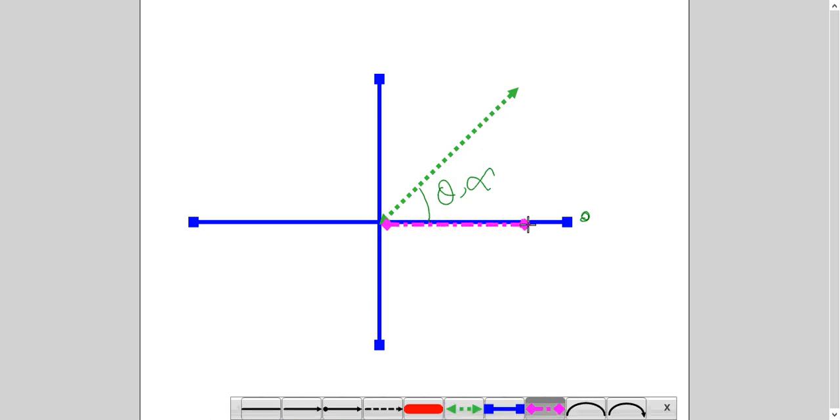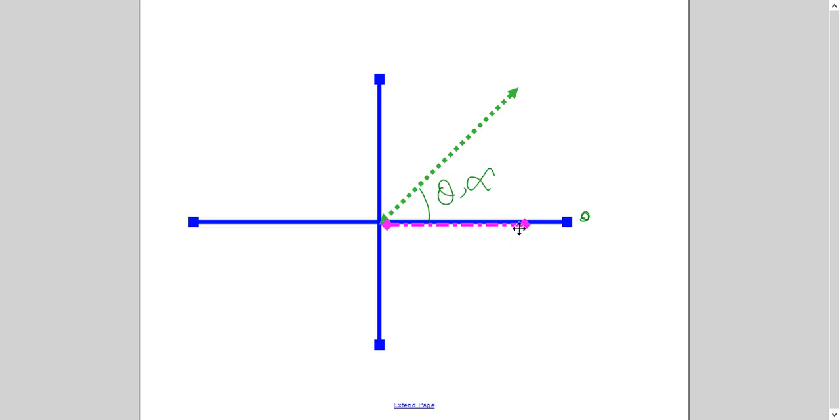Let's take another example. If I rotate it some more, from here till here, for example, right?